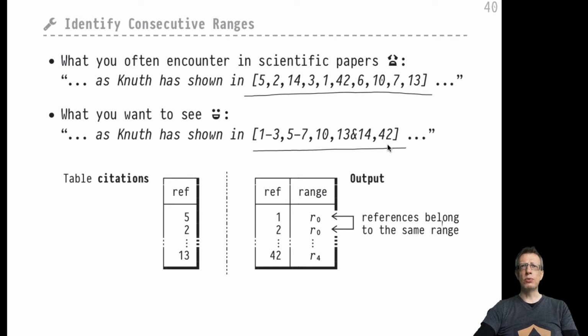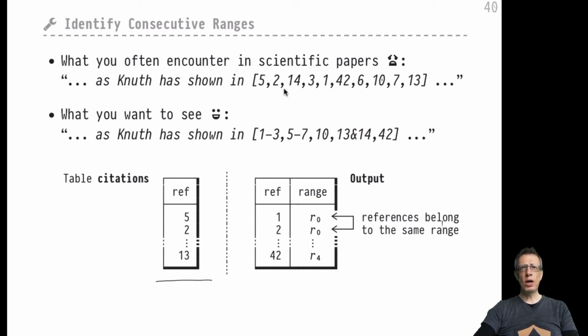Okay, so let's write a SQL query that converts the jumbled mess above into this very well-organized, consecutive range organized list of references below. So the input and the output of this particular problem is of course tabular. We are talking SQL here. So this could be a table of references, and as you can see, it's completely jumbled and disorganized. It starts with 5 and ends with 13. This corresponds to the jumbled mess above here.